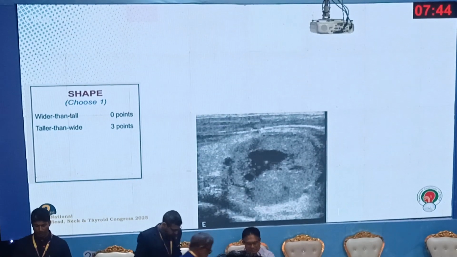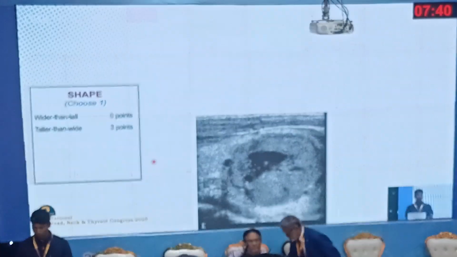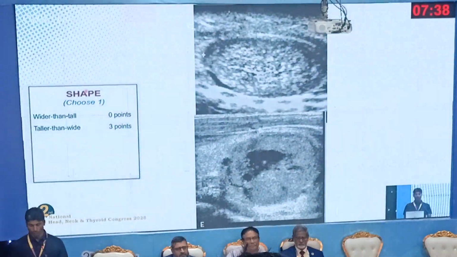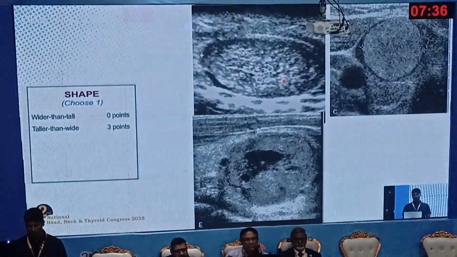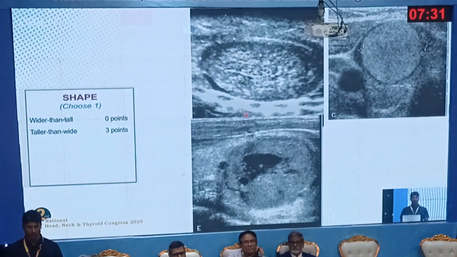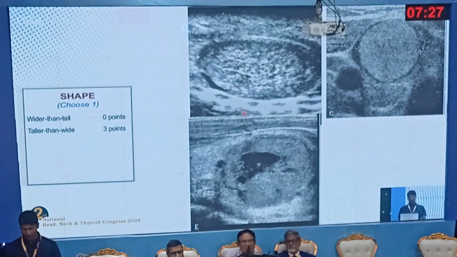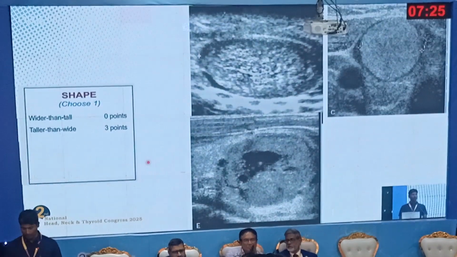And shape: either it is wider than tall, which is 0 points, or it is taller than wide. When it is taller than wide, this is wider than tall, and this is taller than wide. So when this is the anterior-posterior axis, this is anterior and this is posterior. When the nodule goes anterior to posterior, that is taller than wide, and it has 3 points. That is a highly suspicious feature.